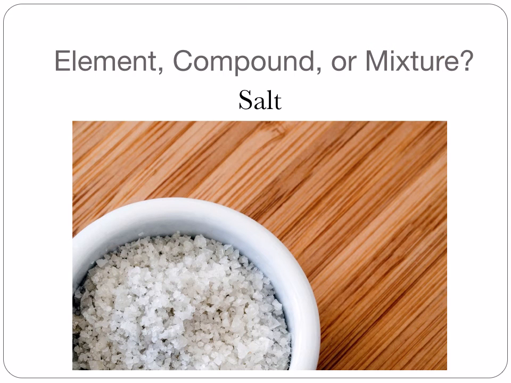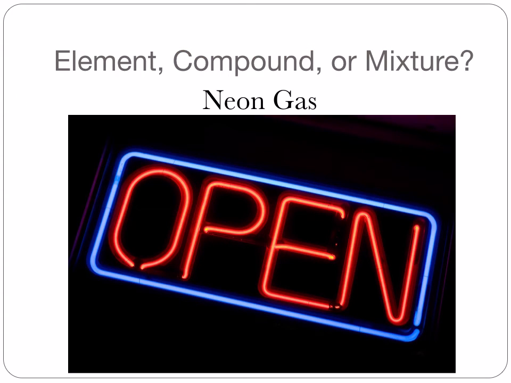Salt, element, compound, or mixture? Salt is a compound, otherwise known as NaCl. Both of those are on the periodic table. It is a combination of those two elements. Neon gas, so the gas used to make these signs. Neon is an element. It is Ne on the periodic table. It is a noble gas, which you will learn about in quarter 2.